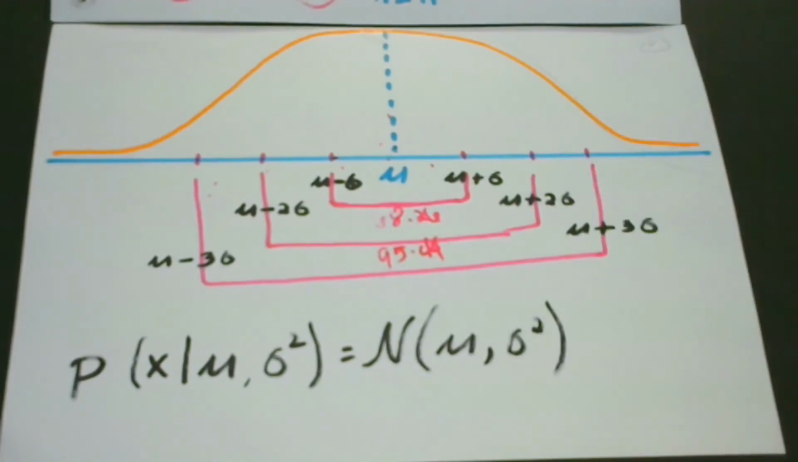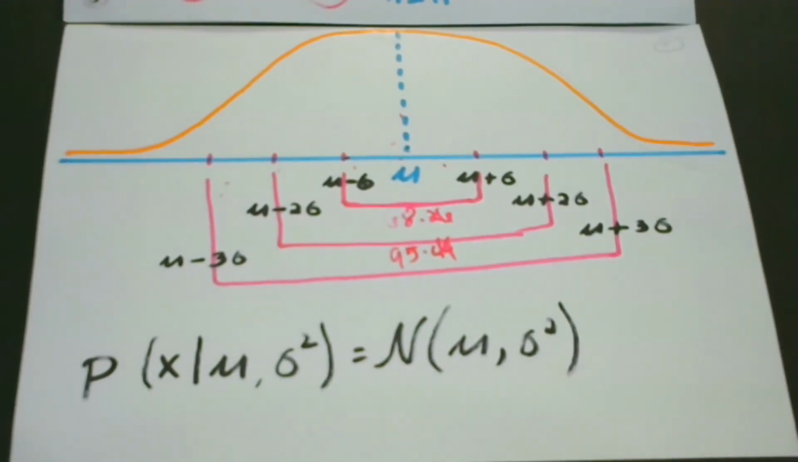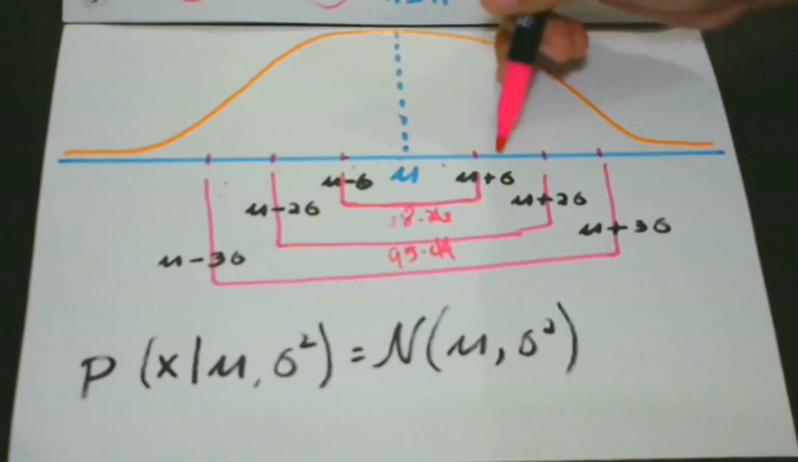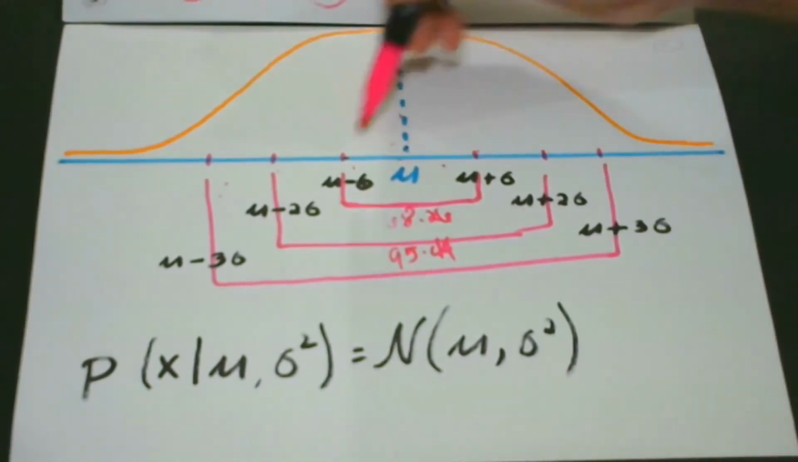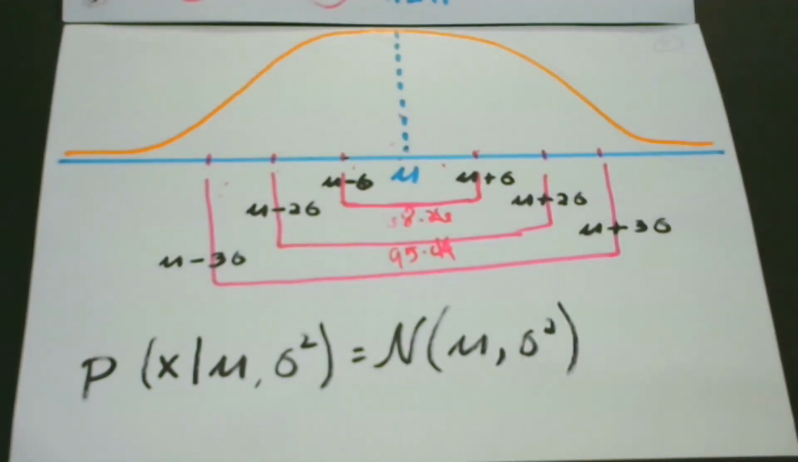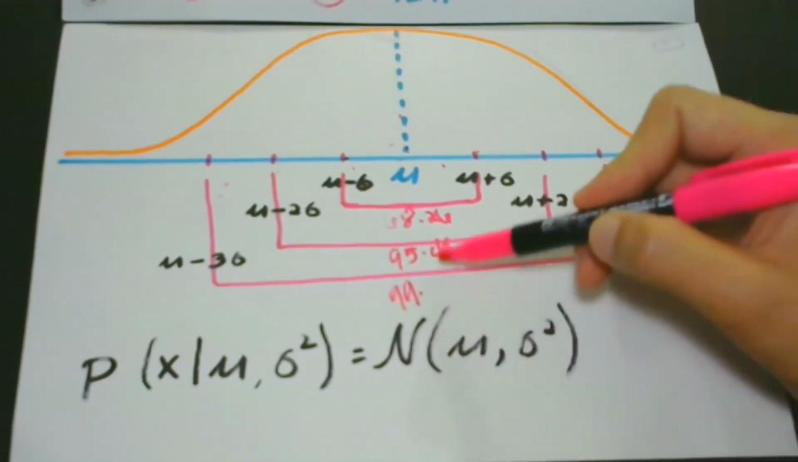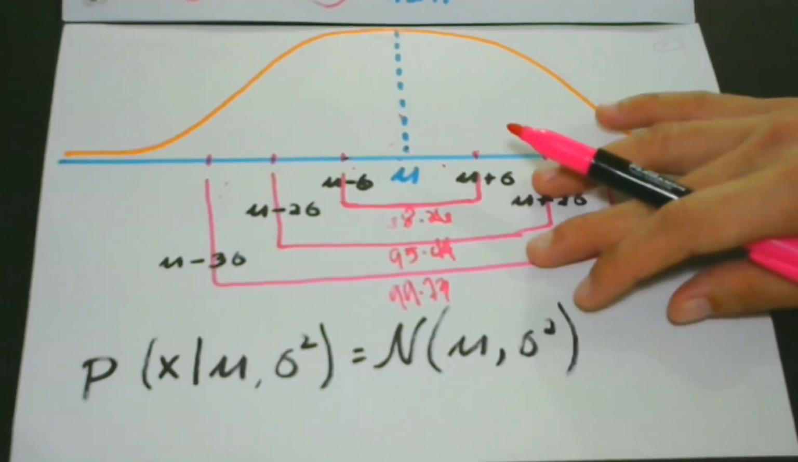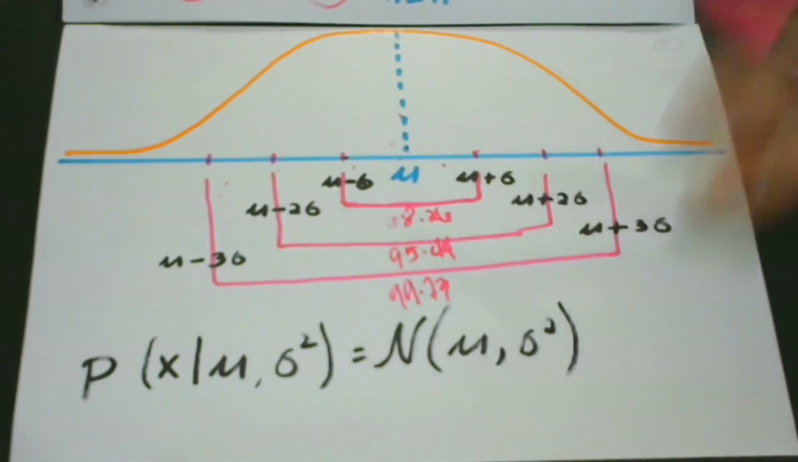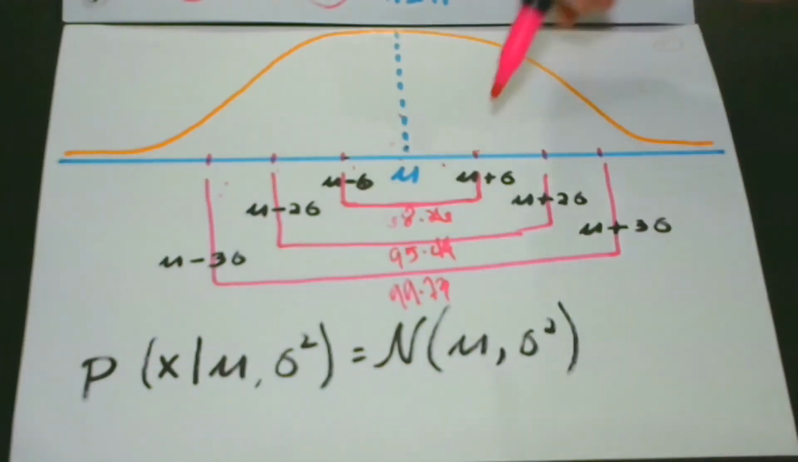It is 95.44%. What's the meaning of this number? 95.44% of all possible observed values of x are within plus or minus 2 standard deviations of the mean. So 1, 2 going to the right, 1, 2 going to the left. Now let's have the last one. What's the value for the last one? It is 99.73, which means that 99.73% of all possible observed values of x are within plus or minus 3 standard deviations. So we have 1, 2, 3 going to the right, 1, 2, 3 going to the left.